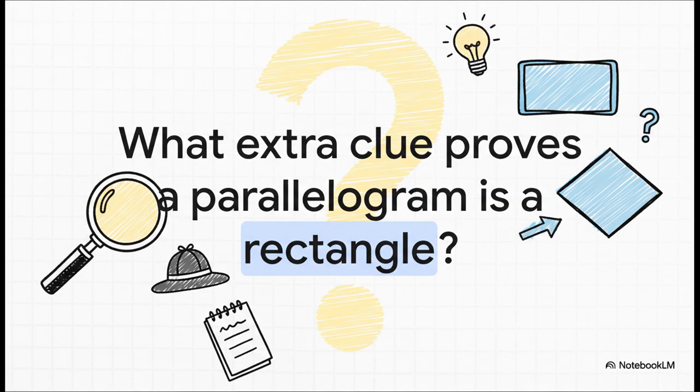So there you have it. You've officially graduated from the Detective's Guide to Proving a Parallelogram. You've got the tools, you've got the know-how, but you know how it is. Every solved case just leads to a new mystery. We all know a rectangle is a kind of parallelogram, but what's that one extra clue that makes it a rectangle? That's something to chew on for our next investigation.